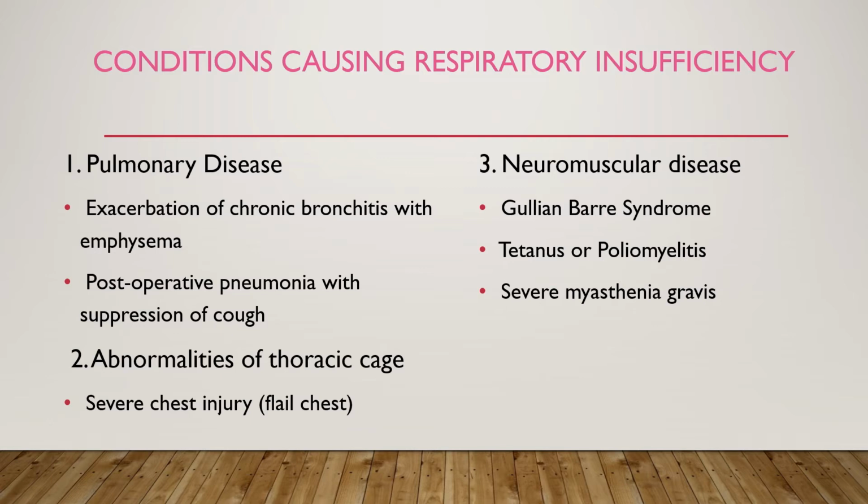Secondly, the abnormalities of the thoracic cage itself. For example, a patient that has severe chest injury with flail chest, so they will be unable to cough out or breathe properly. Thirdly is neuromuscular disease, where nerve function to the muscles involved in respiration is affected. For example, Guillain-Barré syndrome, tetanus, poliomyelitis, or severe myasthenia gravis.